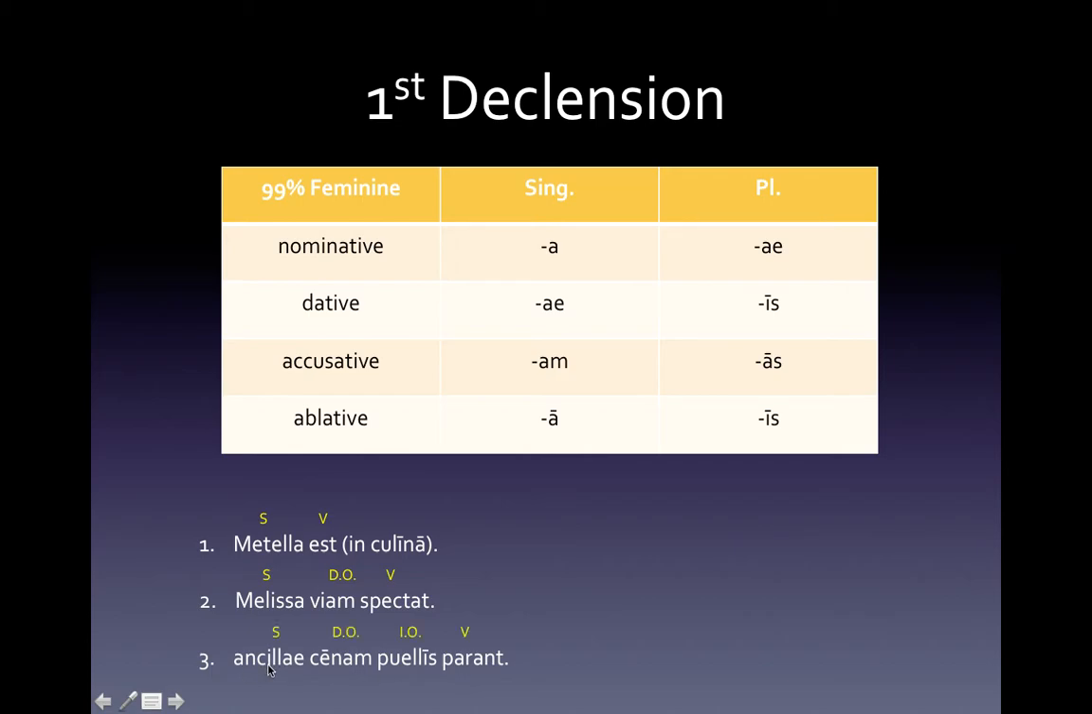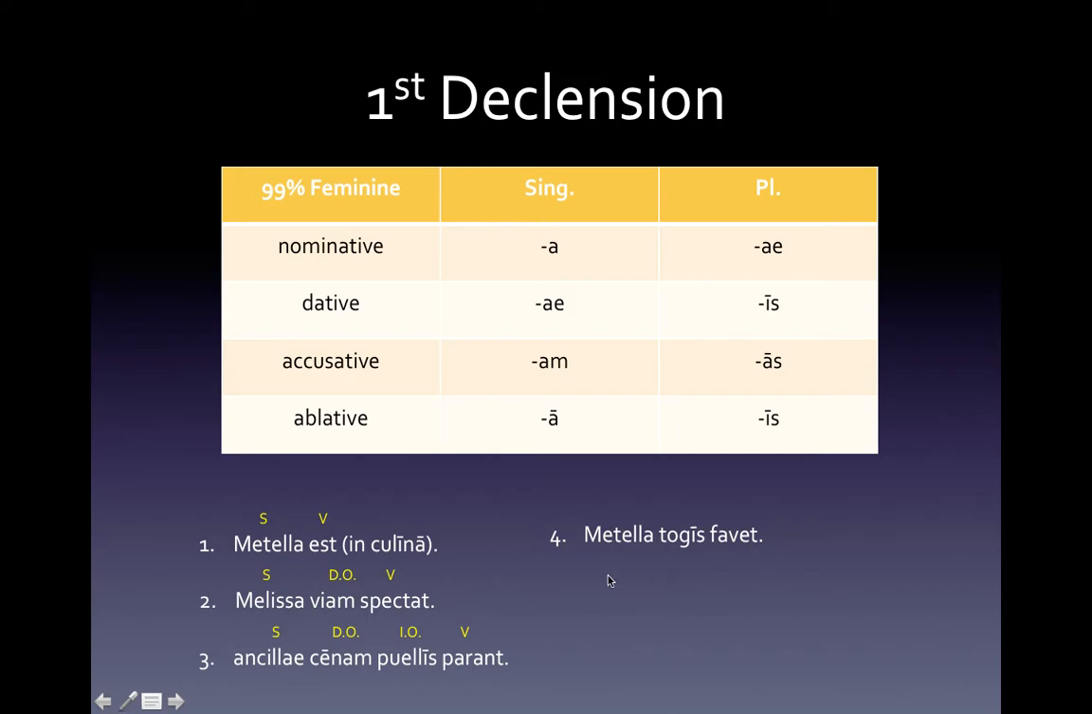Ancili, that is nominative plural. Caenam is accusative singular. Puellis is dative plural. And then we have our verb parant. Okay, we know that ancili is nominative plural as opposed to dative singular because our verb is plural. If we tried to make this dative, then we would have no subject and it just wouldn't make sense. Sometimes you just have to look at the other clues in the sentence to figure out if you're looking at the dative singular or the nominative plural. So, the slave girls prepare dinner for the boys, for the girls.